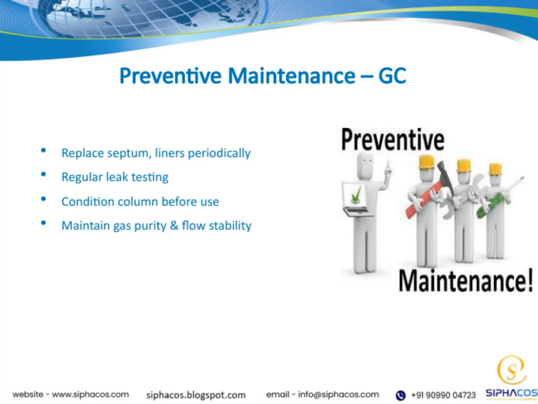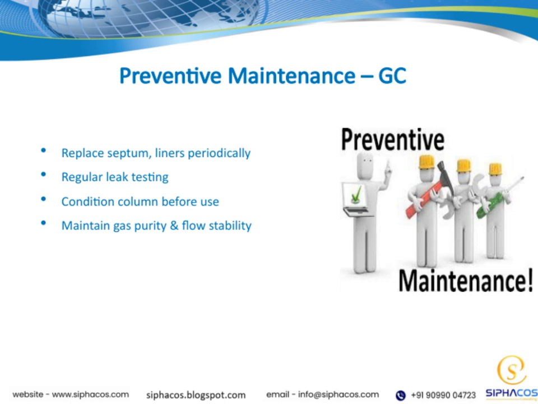Let's talk about some key maintenance practices to ensure our GC system operates smoothly. First, it's important to replace the septum and liners periodically. This helps prevent contamination and maintains consistent performance. Next, regular leak testing is crucial. By checking for leaks frequently, we can catch issues early and avoid instrument downtime.